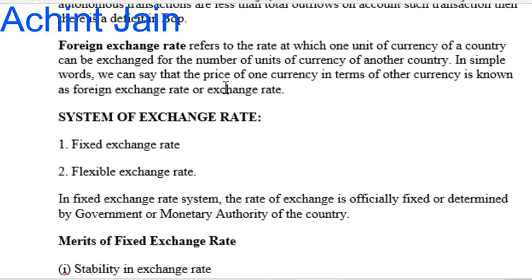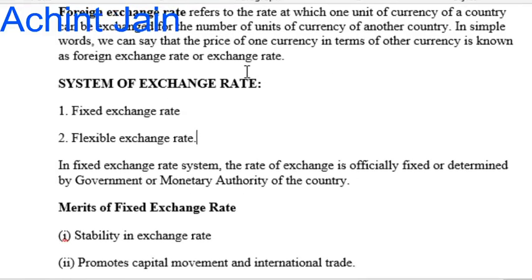Foreign exchange rate refers to the rate at which one unit of domestic currency is exchanged with the number of units of currency of another country. In simple words, the price of one currency in terms of other currency is known as foreign exchange rate or exchange rate. For example, rupees 60 are to be paid to buy $1. Then the exchange rate is $1 equal to rupees 60.